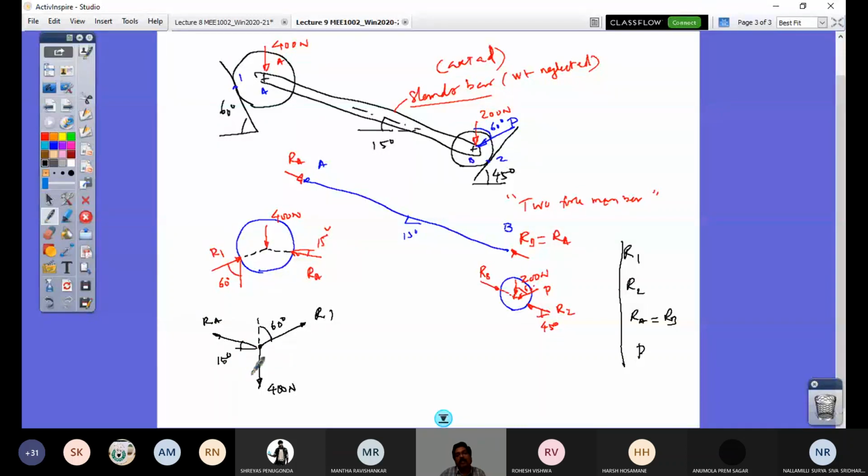So this is the diagram. It is now drawn to make it convenient to apply Lami's theorem. So what does Lami's theorem state?